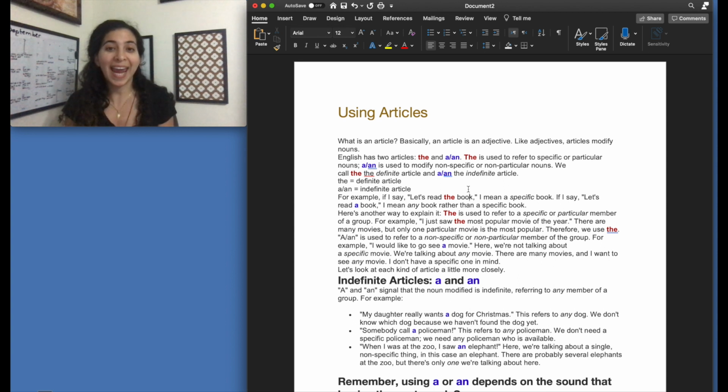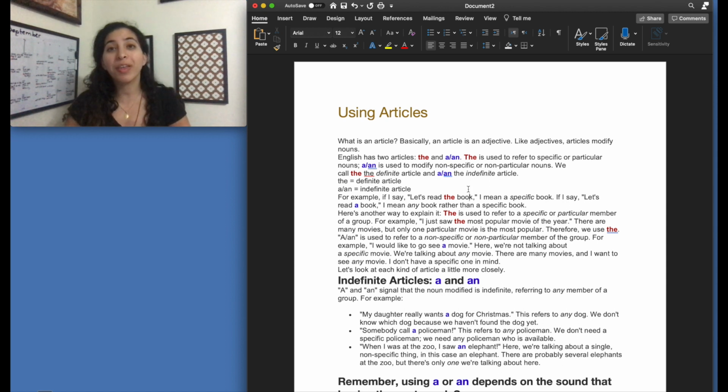And so a and an are used to modify non-specific and non-particular nouns. We don't know exactly what the noun is referring to. For example, I want a gray notebook. Any gray notebook. We don't know which gray notebook, so we say a gray notebook. Whereas if we know the notebook, we can say I want the gray notebook. Okay? So the is specific, a or an is not specific.